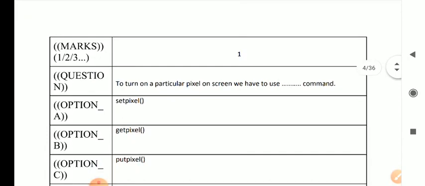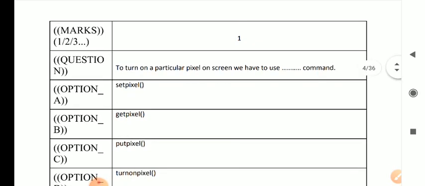Next question. To turn on particular pixel on screen, we have to use which command? So we have these 4 commands. Set pixel, it is used to set pixel at particular position. Get pixel, to get current location of the pixel. Put pixel, yes, this is used to turn on pixel on the screen. That is a put pixel. Answer is C.